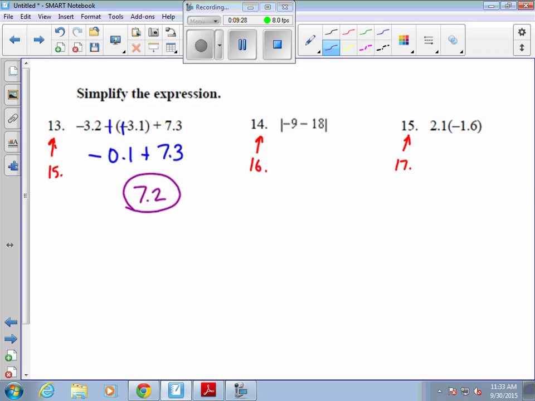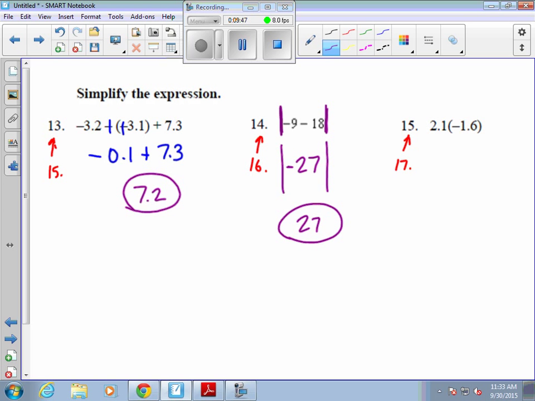Number 14, again, was number 16 on some of y'all's. The absolute value of negative 19 minus 18, same signs, add them up. 18 plus 9 is 27. Keep the common sign, negative. The absolute value of negative 27, or how far away it is from 0, is 27.